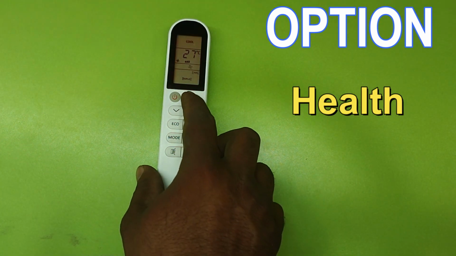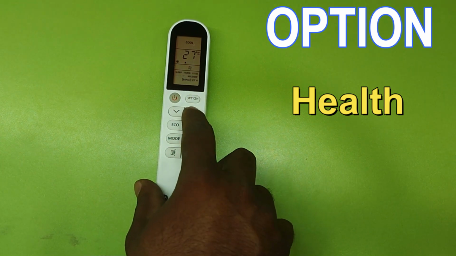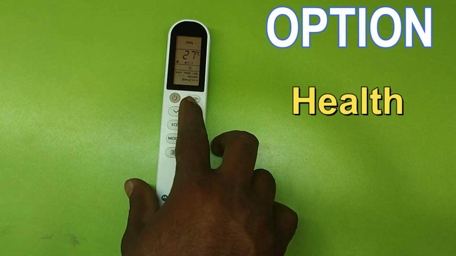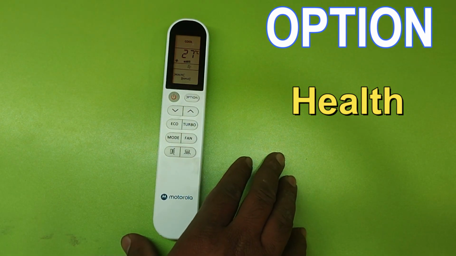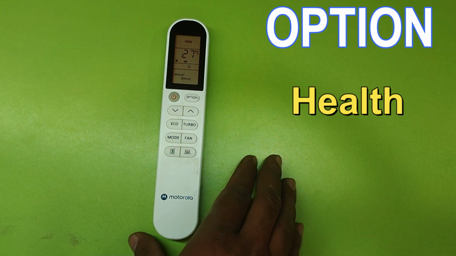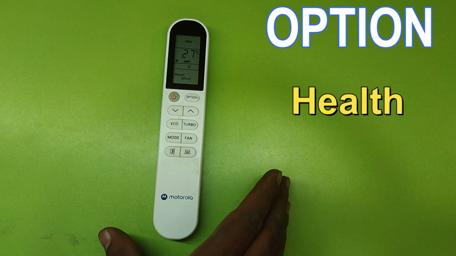Now if you want to use health, then press the option button again and go to health from the temperature up and down button and press the option button again. So the health function will turn on. In health mode, the AC unit tries to clean the air by removing dust particles and germs.